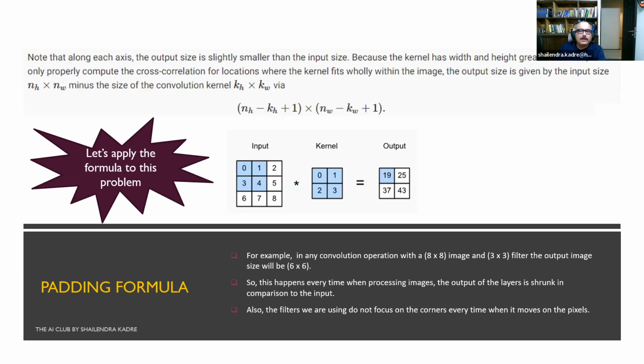Okay. So now we are getting a little bit into formulas. Assume that you have an input image of size NW by NH, where NH is the height and NW is the width in pixels. You are convolving it with a kernel of KH height and KW width. So what will be the size of the output image? The output image size will be given by this formula: NH minus KH plus 1, into NW minus KW plus 1.